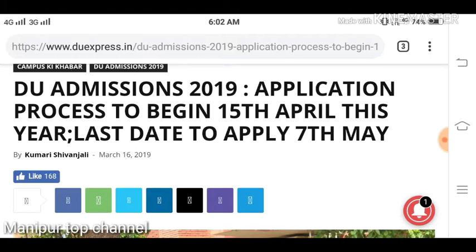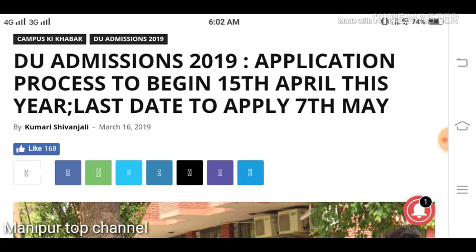The admission for undergraduate and postgraduate courses at DU, the application process begins from 15 April this year, and the last date to apply is 7 May. It is confirmed.